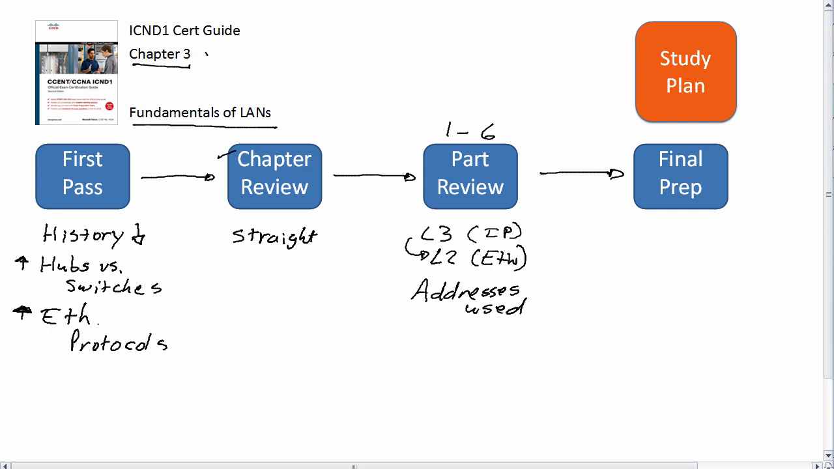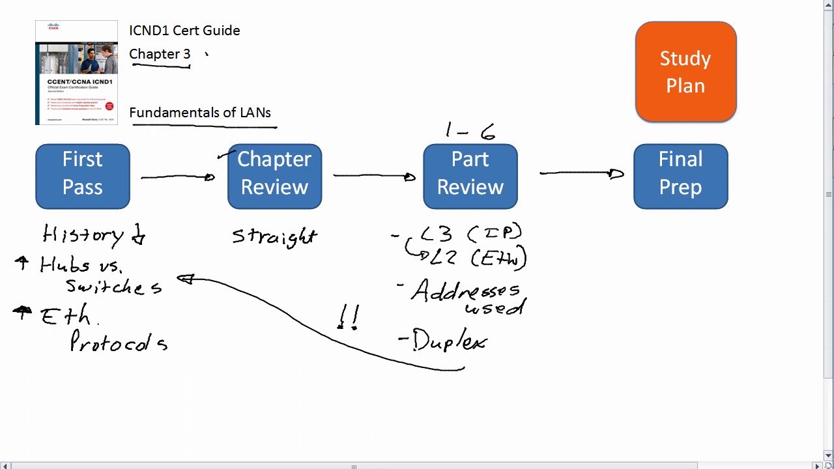Finally, you want to make sure you understand duplex and the whole hub versus switch concept again. Maybe not quite so important for real life today, but certainly important for understanding the concepts and answering questions. And then, of course, when you get done with the book, you'll be doing your final review.